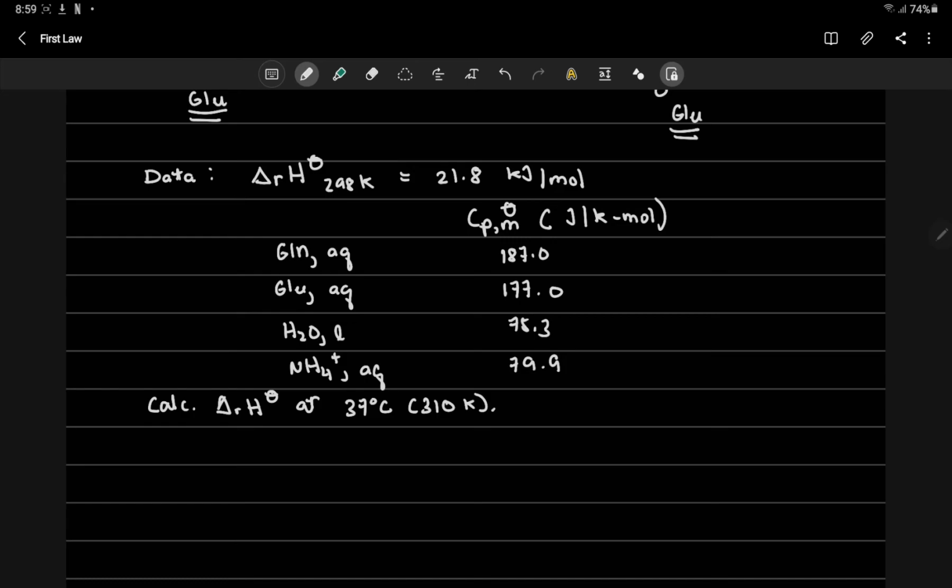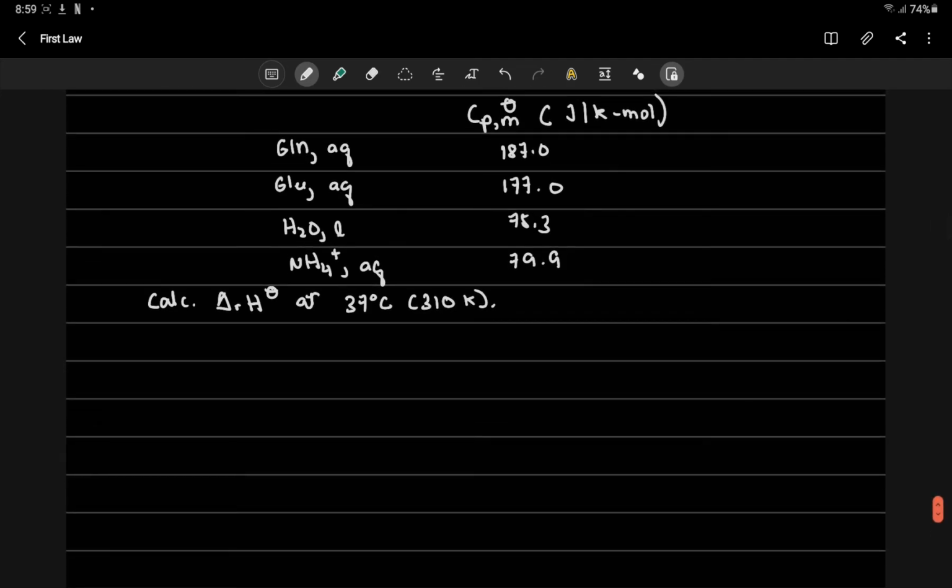Unang-una, in your Kirchoff's law, so let me write again yung Kirchoff's law. So you want to determine the reaction enthalpy at a certain temperature T1 or T2. It will be equal to the reaction enthalpy at a given temperature plus the integral with the limits of T1 to T2 of delta Cp dt. So we need delta Cp. And thankfully, meron tayong data available which will produce a constant.